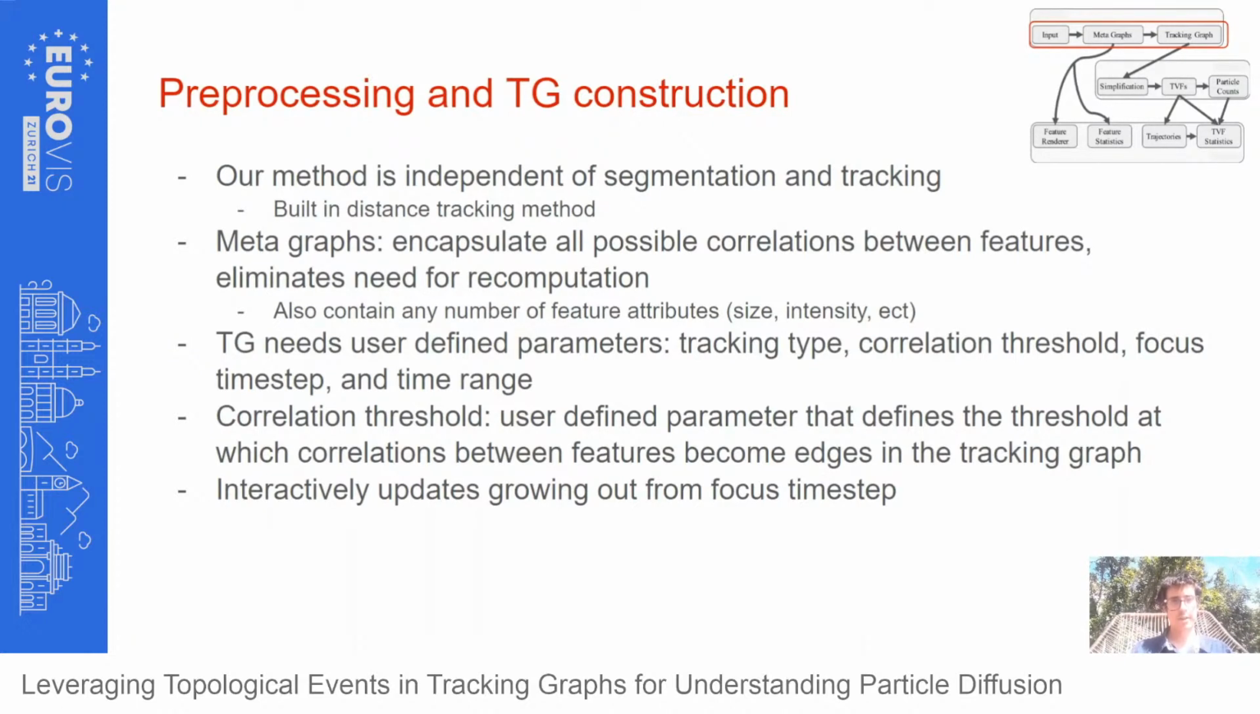Starting from a focus time step, the thread outputs tracking graph nodes with edges that have a correlation weight greater than the user-specified threshold. The output alternates around a focus time step every 50 frames to give the user an immediate visualization of the tracking graph without having to wait for the whole graph to be constructed.